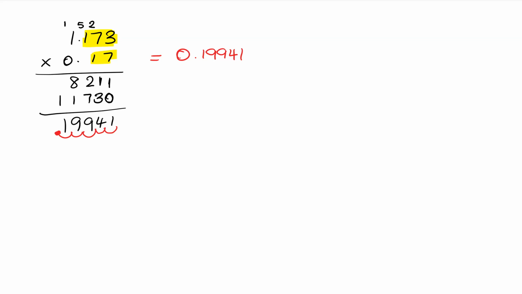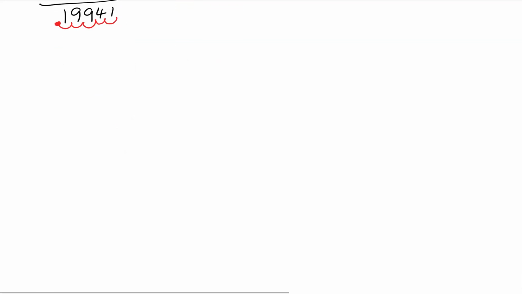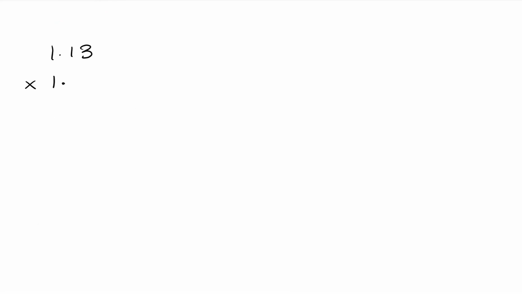Alright, so let's look at another example. Alright, so let's say we'll go with 1.13. And we'll multiply this by 1.1. Alright? So let's say we're going to go through this process. So again, we'll ignore the decimal places. And we'll go through and multiply. So 1 times 3 is 3. 1 times 1 is 1. And 1 times 1 is 1. Put a 0 as a placeholder.